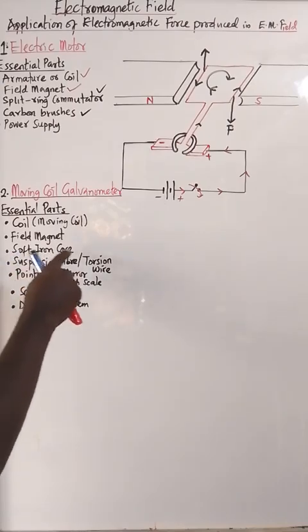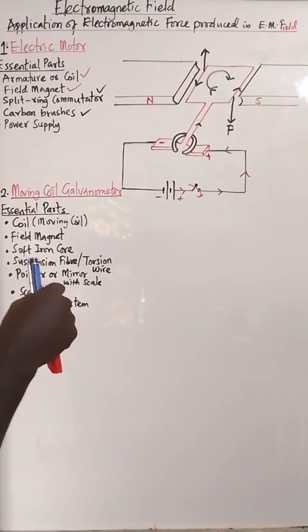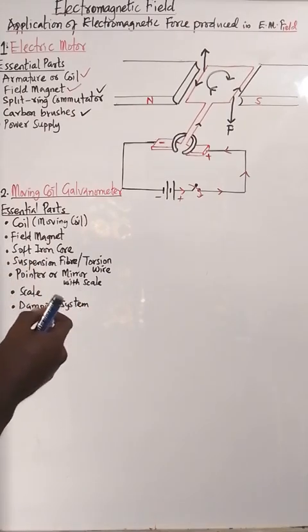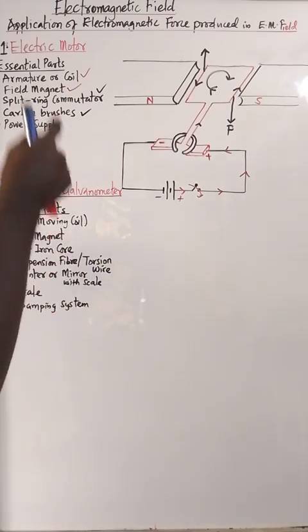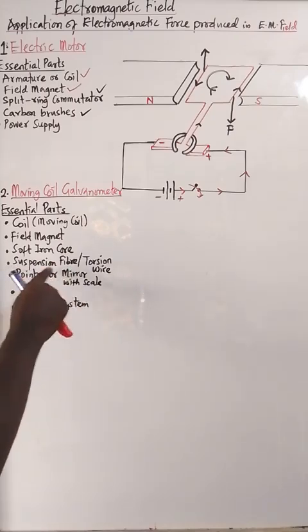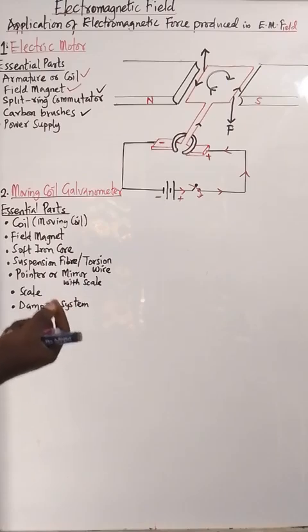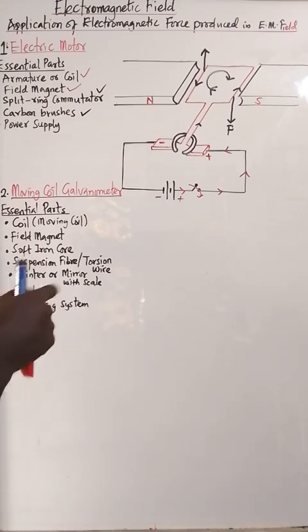Then we also need a soft iron core. This is placed inside the coil. It strengthens the magnetic field and makes the magnetic field radial. I'm coming to that. And it improves the sensitivity. So one of the major functions of this soft iron core in the coil is to improve sensitivity. Then we need the suspension fiber, or we call it the torsion wire. This is a thin wire that holds the coil. It provides what we call a restoring force. It does not provide the torque. It also conducts current into the coil.